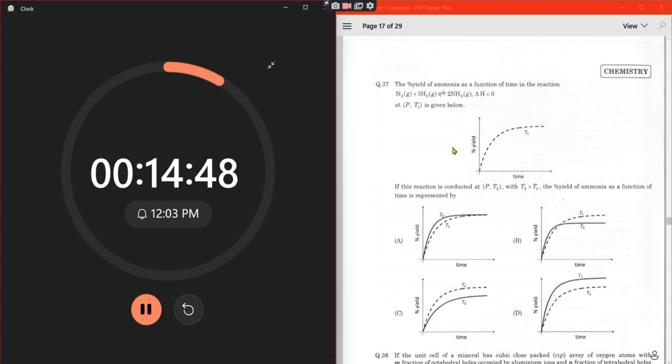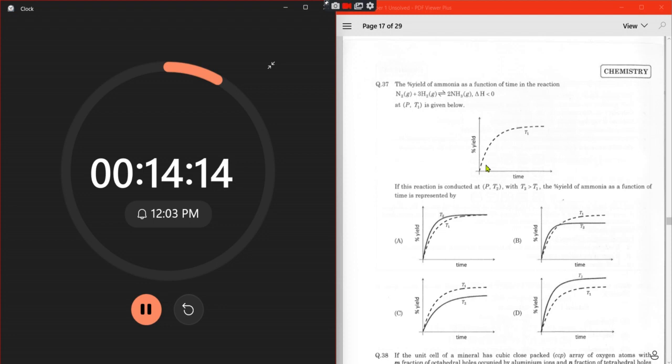Percentage yield of ammonia as a function of time in the reaction is given below. If this reaction is conducted at T2 with T2 bigger than T1, the percentage yield of ammonia as a function of time. What? A reaction N2 plus 3H2 gives NH3. Okay. Percentage yield of ammonia as a function of time in the reaction at P1 T1 is given below. Okay, wait, dissociate. Fine.